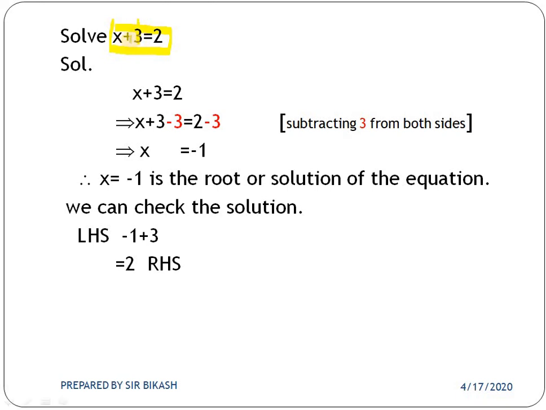Simply, you can see here x plus 3. If we subtract 3 from both sides, from this side also and from this side also, then the equation will remain the same, but this 3 will get eliminated. x plus 3 equals 2. This sign, very important thing, is known as imply.